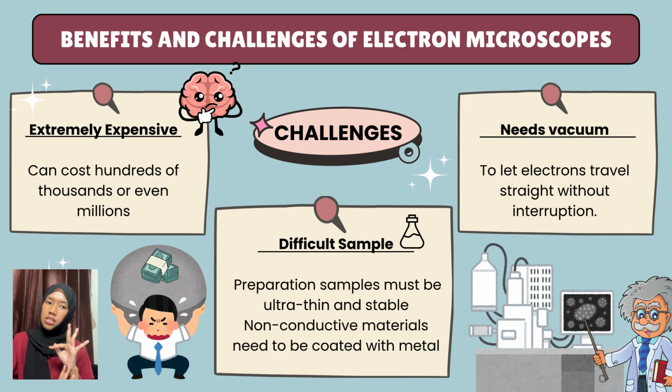So, the third challenge is sample preparation. The sample must be very thin and stable. Also, if the material is non-conductive, it needs to be coated with a thin layer of material such as gold or platinum, so that the electrons can interact properly. So these challenges mean the electron microscope requires special skill, tools, and conditions to use it correctly.